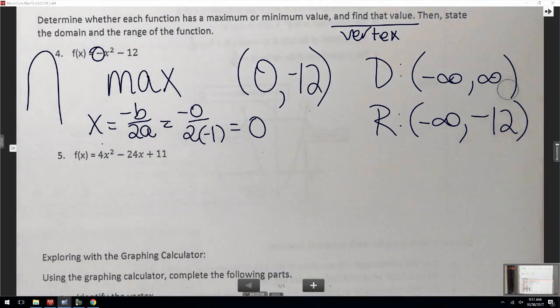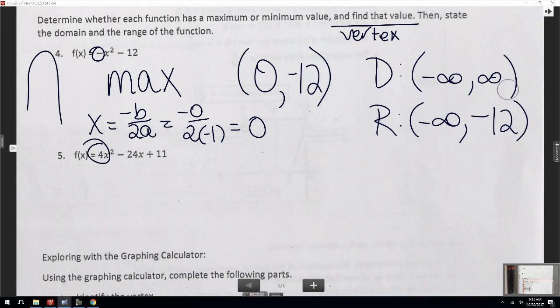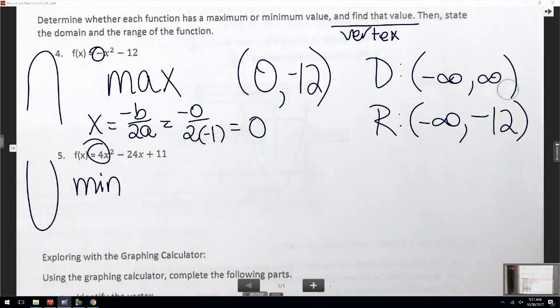Okay, look in the front. Is that guy positive or negative in the front? So it's going to be a regular graph, right? Is that a minimum or a maximum? That's a minimum, okay? How do you find that value? Negative b over 2a. There you go.